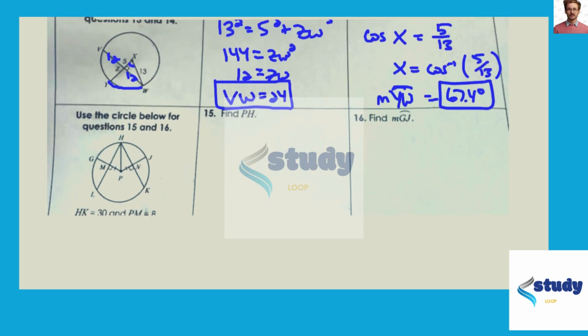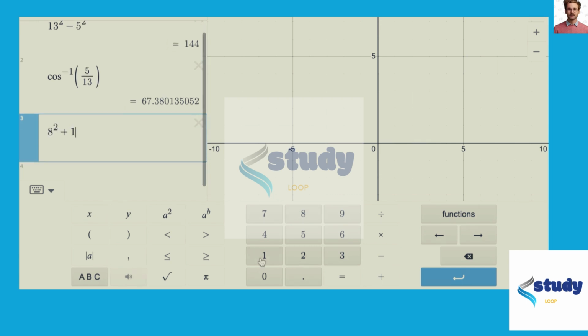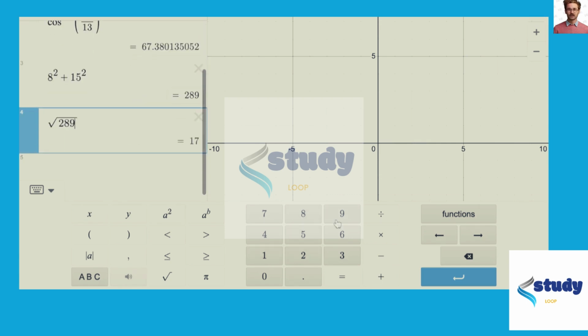If we want to find PH, knowing that HK is 30 and PM is 8. If HK is 30, then HN would be 15, PN would also be 8, and PH could be found using the Pythagorean theorem. PH is the hypotenuse, so PH squared would be equal to 8 squared plus 15 squared. 8 squared plus 15 squared is 289, and the square root of 289 is 17.